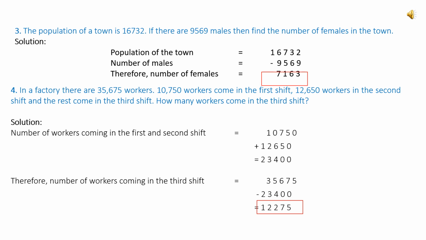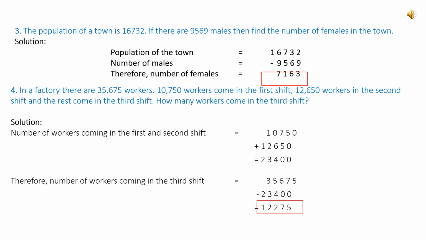Now students, question number 3. The population of town is 16,732 and there are 9,569 males. Then find out the number of females. So first you write population of the town, that is 16,732, and then number of males, that is equal to 9,569. Now you subtract the number of males, then you will get the number of females. Here 7,153 is the number of females in the town.